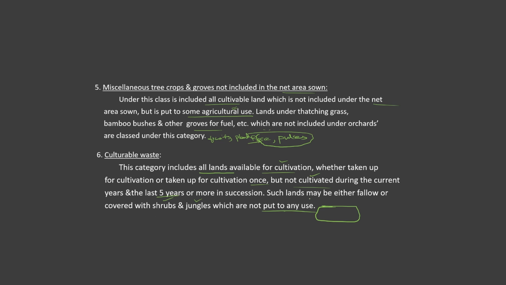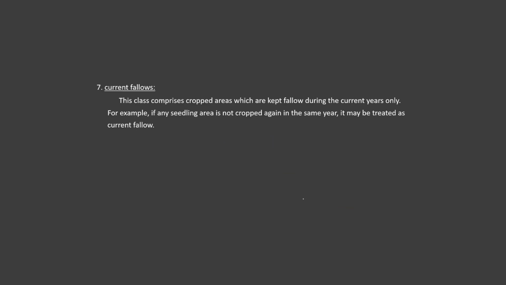So, the seventh type of classification of land is current fallows. This class comprises cropped areas which are kept fallow during the current year only. This means that once a crop has been grown, it is left uncultivated during the same year. For example, if any seedling area is not cropped again in the same year, it may be treated as current fallow. So, in that area, once a crop has been grown, it is left as it is in the same year, after the harvesting is done.